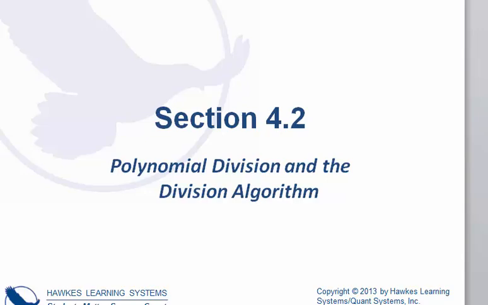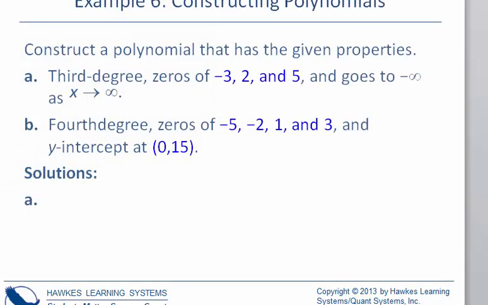Our last lecture on section 4.2 will deal specifically with constructing polynomials when we are given the zeros. So we're going to jump in with an example. This will be example 6 in your textbook. And the example is going to ask us to construct a polynomial that has the given properties.